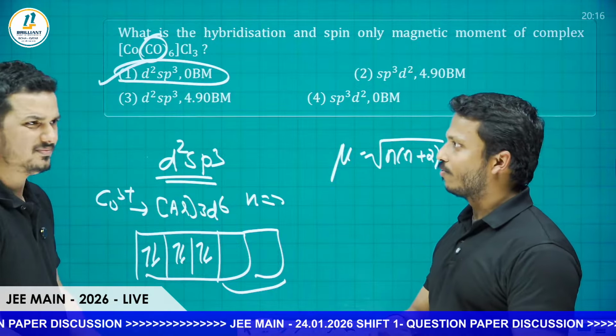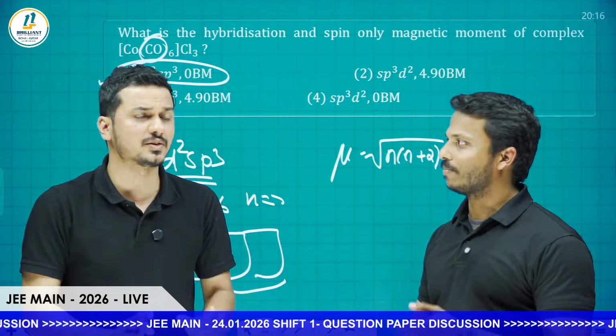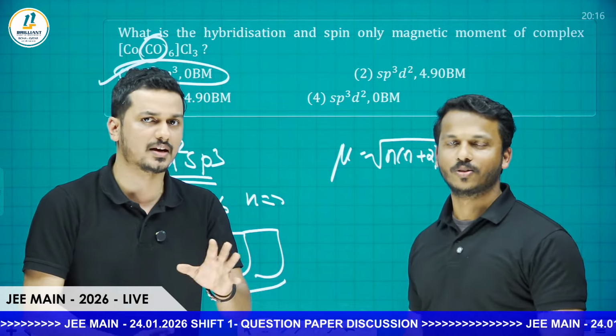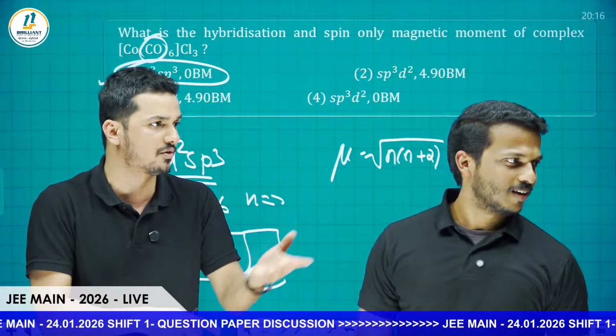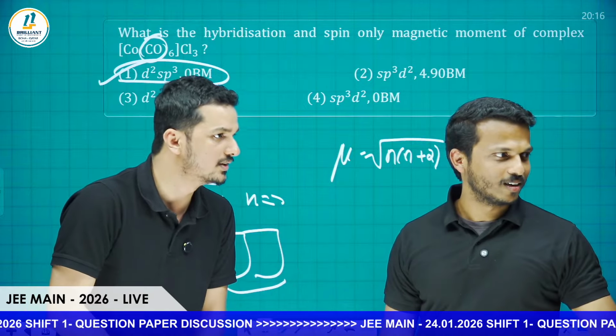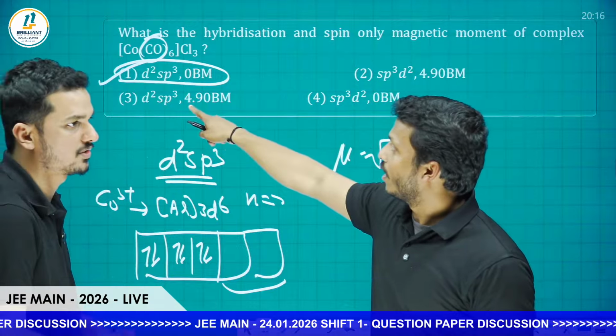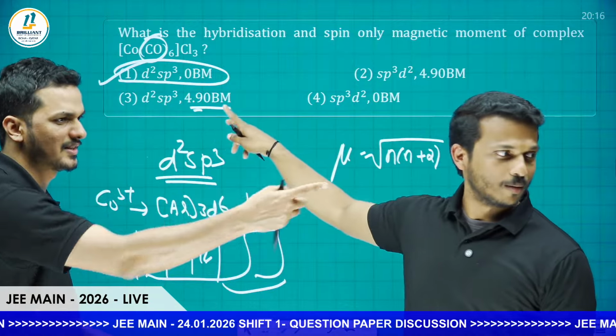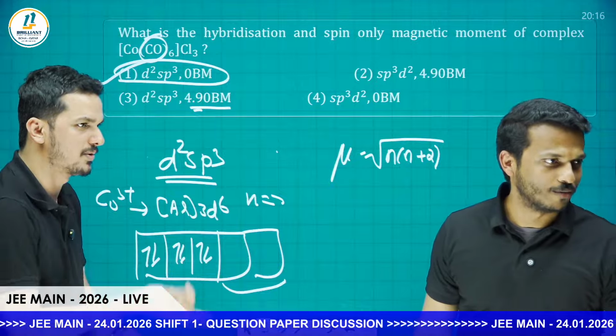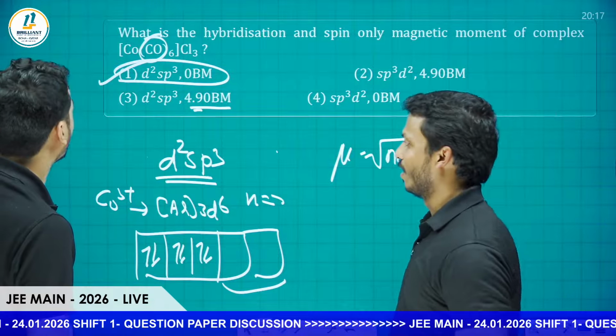Yeah. So around 3-4 questions, right? Mainly the questions are coming from coordination compounds, and from the beginning itself, first day onwards, we usually used to tell the same. Yeah, first one, d2sp3, 0 Bohr magneton, because there is no unpaired electron. Okay, we can go to the next one.